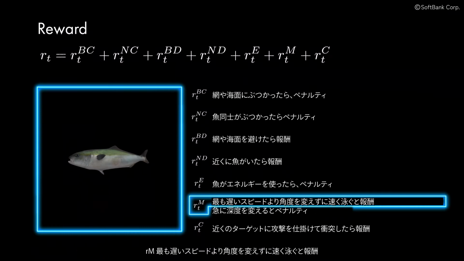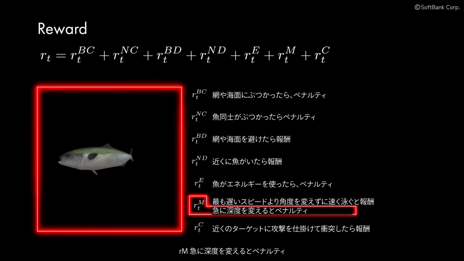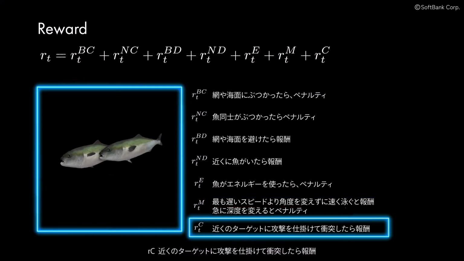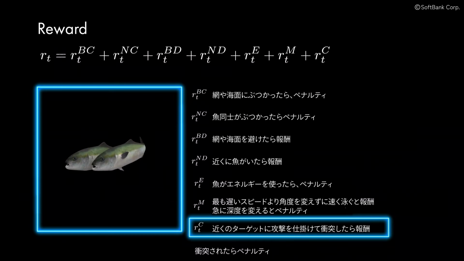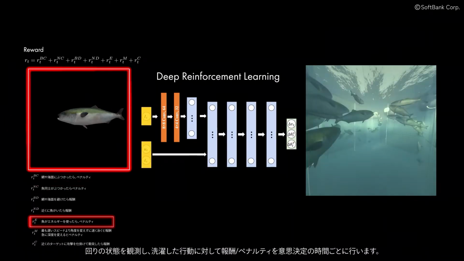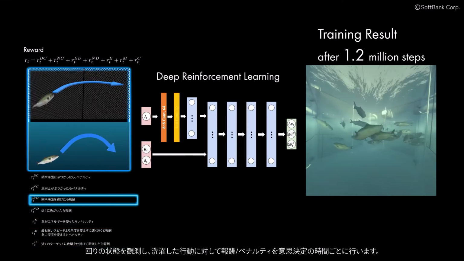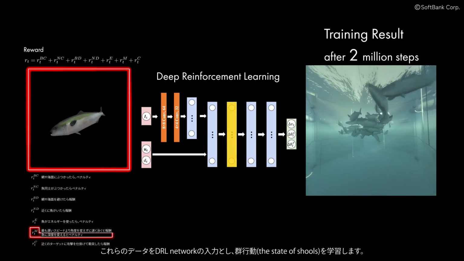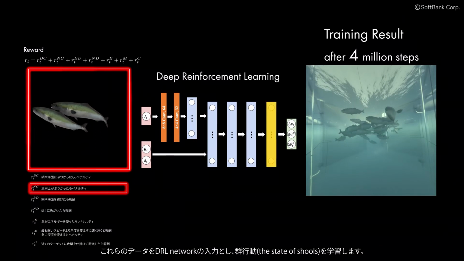RM is the reward given when a fish swims faster than the minimum speed without changing orientation, or the penalty given when a fish abruptly changes its depth. RC is the reward given when a fish successfully attacks its target. For the victim of an attack, it is a penalty. After each decision-making interval, each fish receives a reward or penalty based on its actions. These data are fed to the DRL network, and schooling behavior is learned.